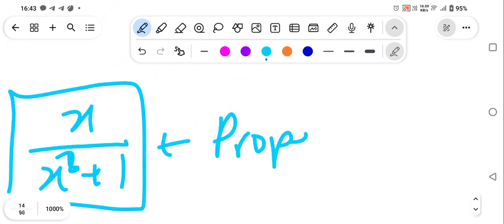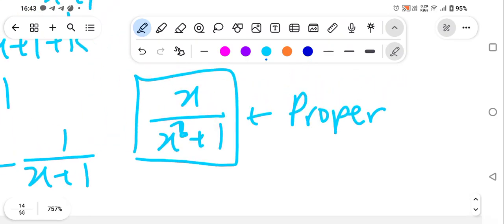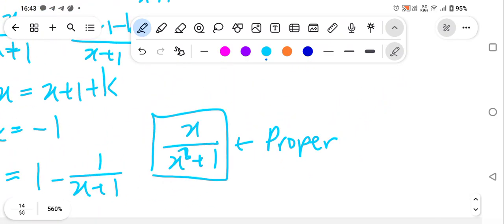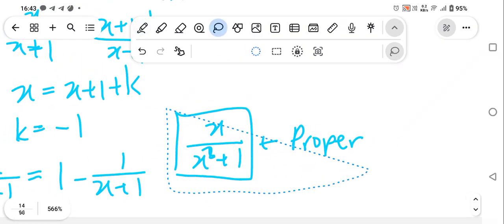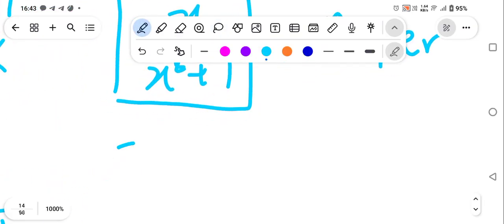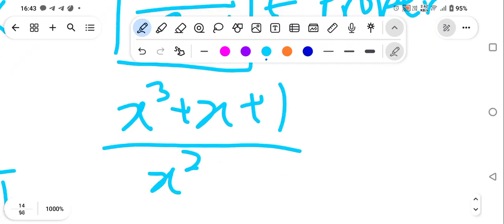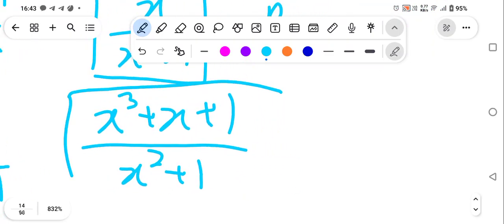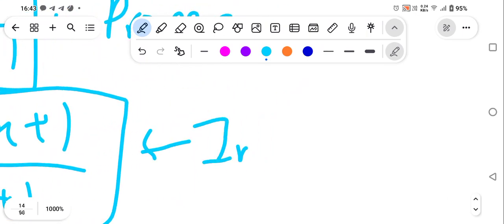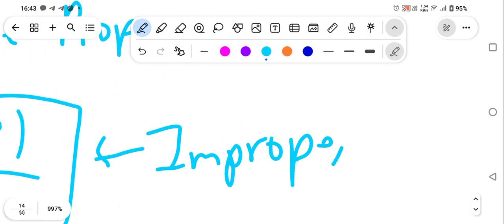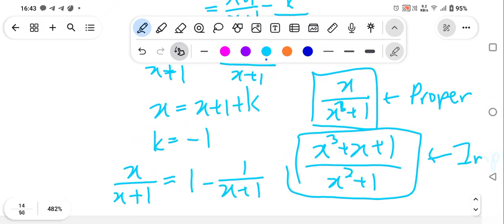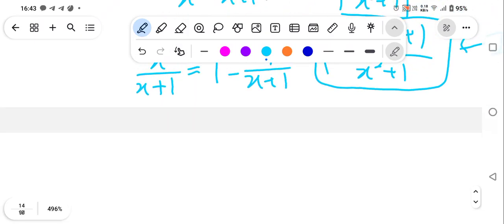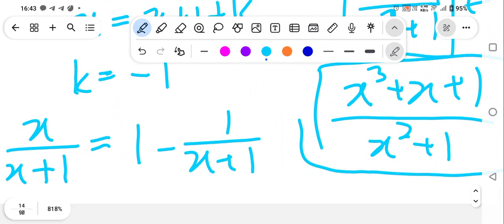Proper. What about improper fractions? Well, improper fractions is when the highest power of the numerator is bigger than the denominator. So this is an improper fraction. This is improper. So now I'm going to teach you something, a really quick trick on how you're going to separate this into the simplest form.